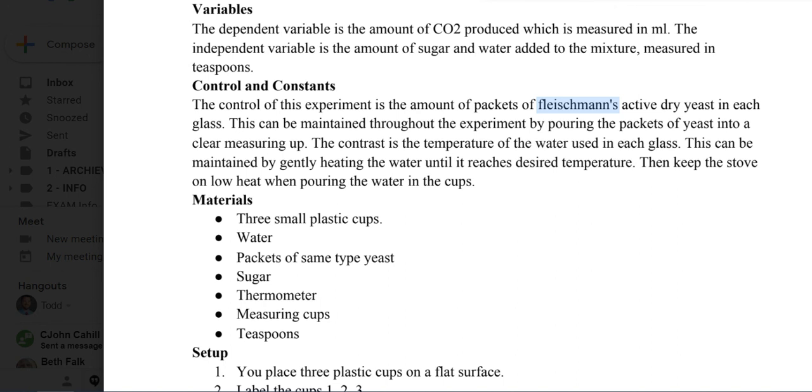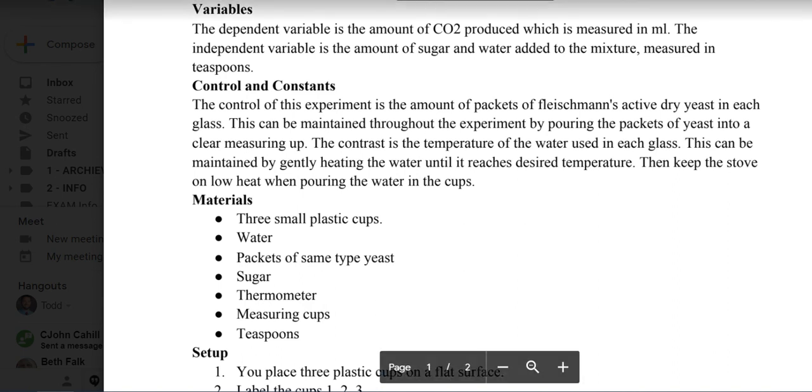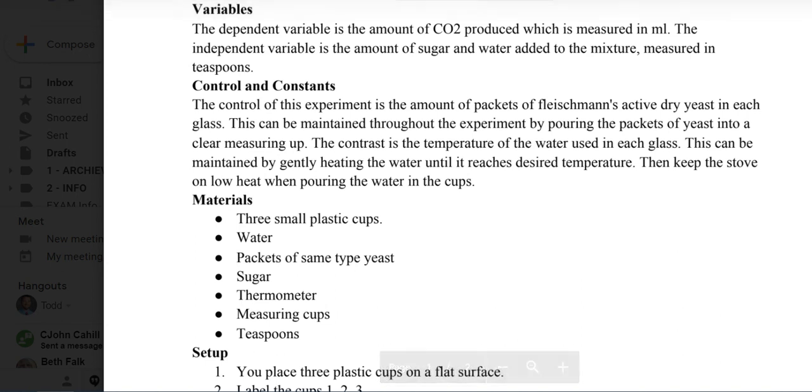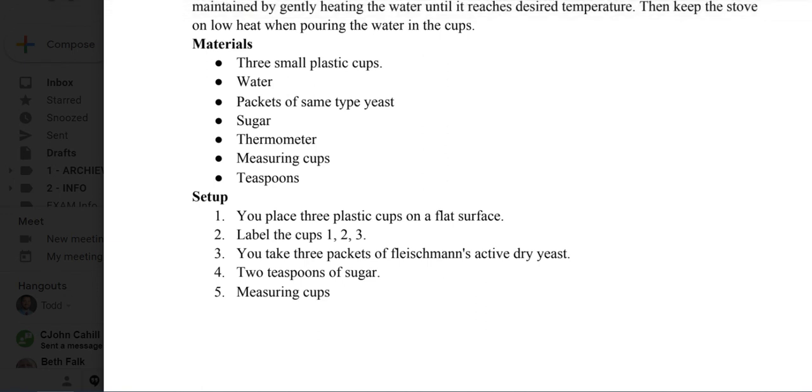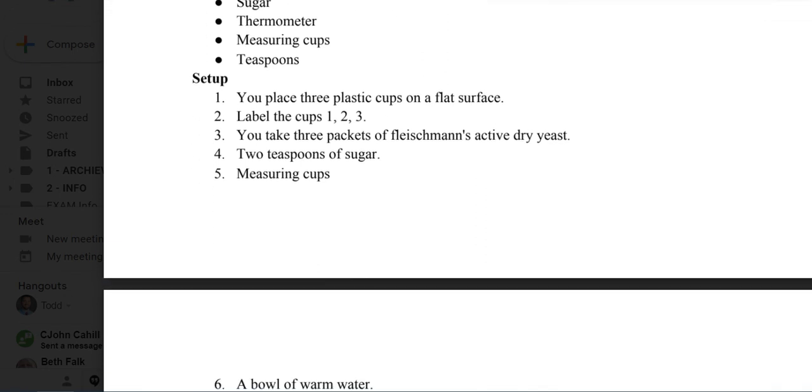Constant temperature water is used in each glass. What is the temperature of the water? How are you going to maintain this? This can be maintained by gently heating until it reaches, well, what is the desired temperature? We need to see this here. So again, you're writing this as a paragraph. Remember, please again refer to the manual on how to do this. Just make it a bulleted step. What are you going to do and how are you going to maintain it? And for a lab like this, you're probably going to have a lot more constants than what is listed here. Here's the materials. And again, teaspoons, you're not going to want to use something like this here.